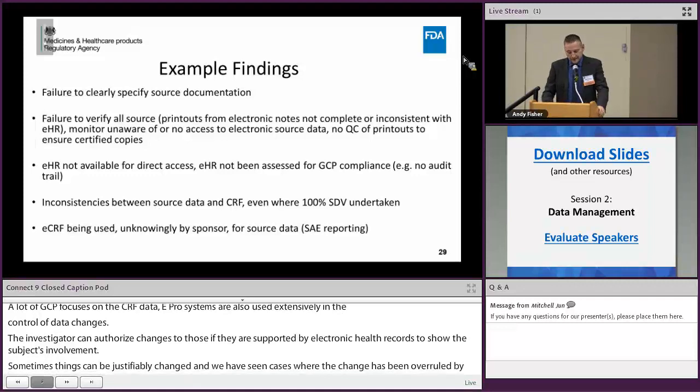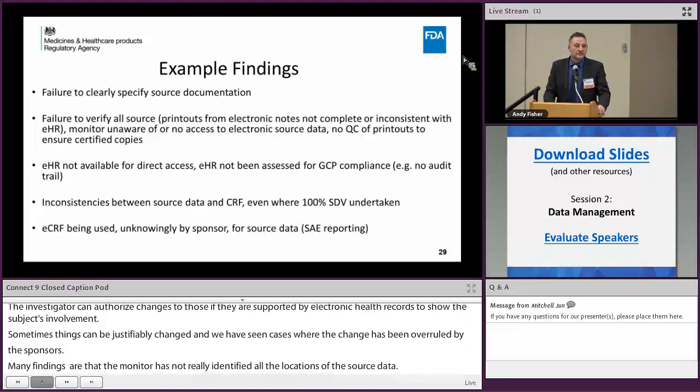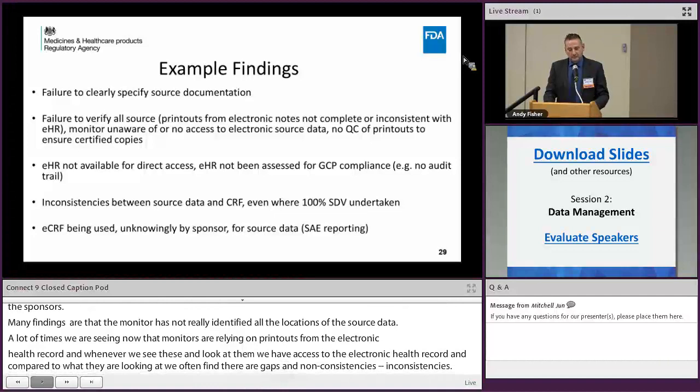Many findings are that the monitor hasn't really identified all the locations of the source data. A lot of times we're seeing now that monitors are relying on printouts from the electronic health record. Whenever we see these and look at them, we have access to the electronic health record and compare what they're looking at. We often find there are gaps and inconsistencies, so they're not actually doing SDV against the right documentation. So direct access should be provided. And also, doing all this printing, trying to maintain a certified paper copy, places a huge burden on the investigator site staff, and we should try to avoid it.